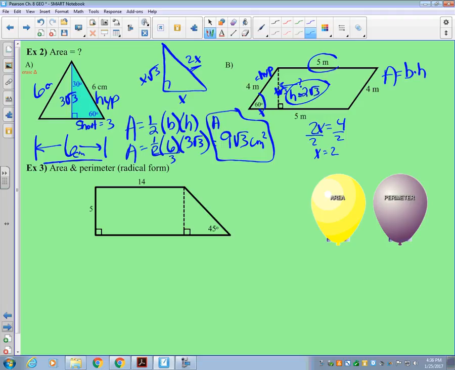So now that we have our height, and we know our base, we can multiply those together to find the area. So it's 2 root 3 times 5, or the 5 and the 2 multiplied together, that's 10 root 3 meters squared.